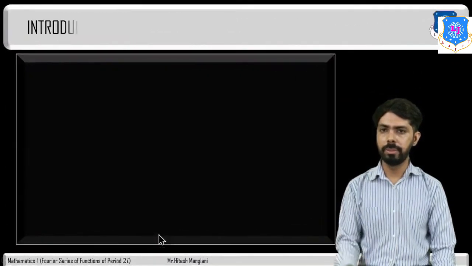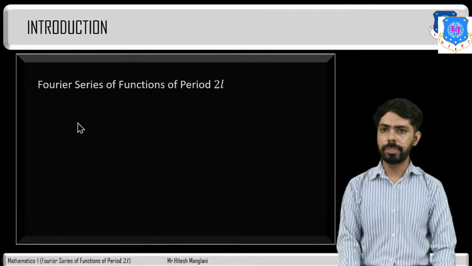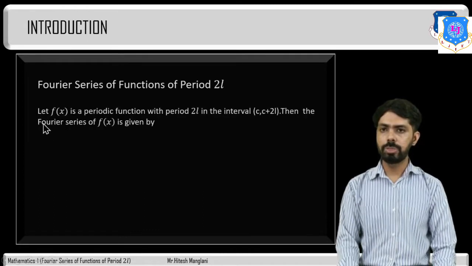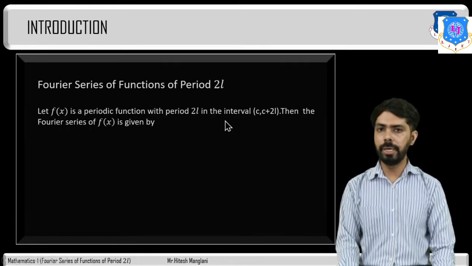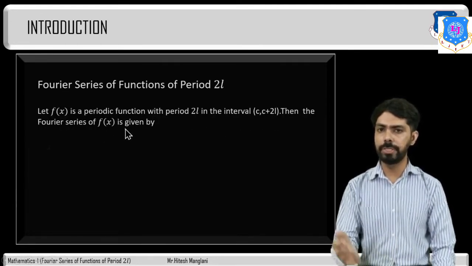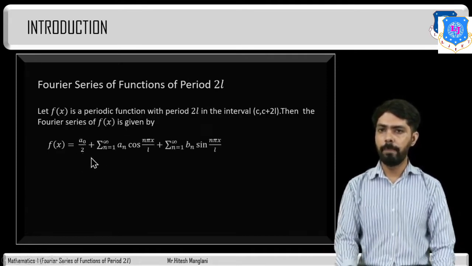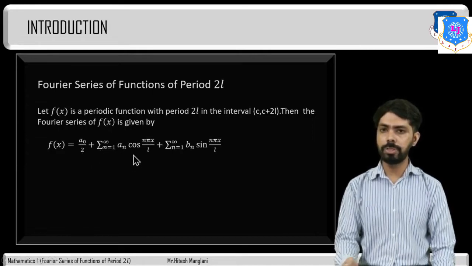Now let us discuss Fourier series of function of period 2l. Suppose f of x is a periodic function with period 2l in the interval c to c plus 2l. Then the Fourier series of f of x is given by f of x is equal to a0 divided by 2 plus sigma, where n varies from 1 to infinity, an cos n pi x by l, plus sigma, where n varies from 1 to infinity, bn sin n pi x divided by l.